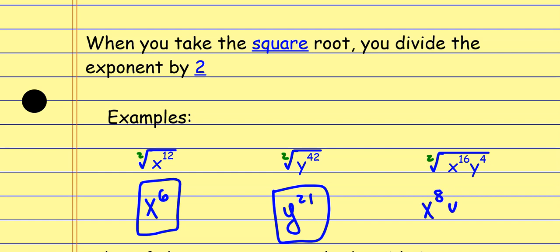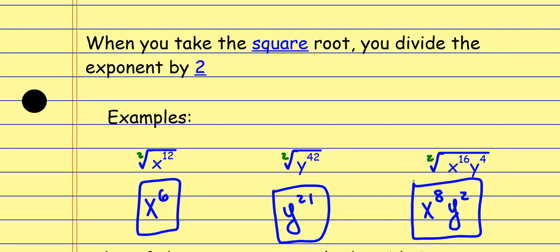4 divided by 2 is going to be y to the second. And again, this only applies to exponents, all right? So if we had a number under there in front of that x, I would have to take the square root of that the same way I did in the previous lesson, where I'd either have to do my factor tree or look for perfect squares, okay? And we'll see some of those a little bit later, all right? But we just divide the exponent by 2.